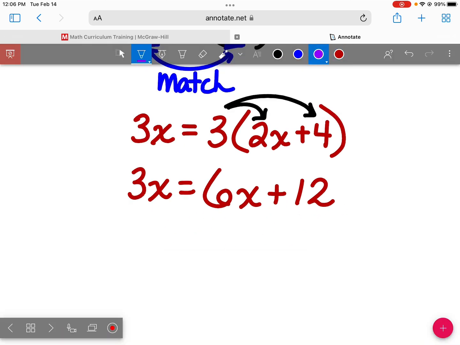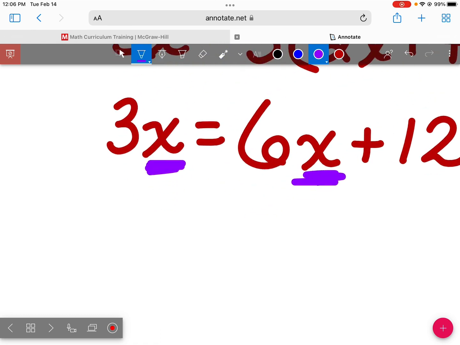What's the goal of the problem again? To get x by itself. Where is x right now? I got 1 here. I got 1 here. I don't want it on both sides. I want it on just one side. How do I make one of them cancel?